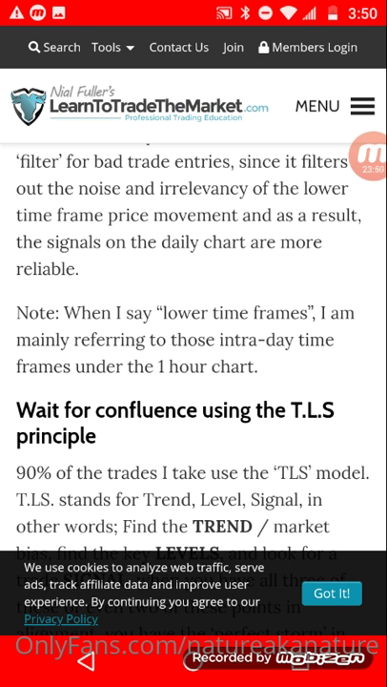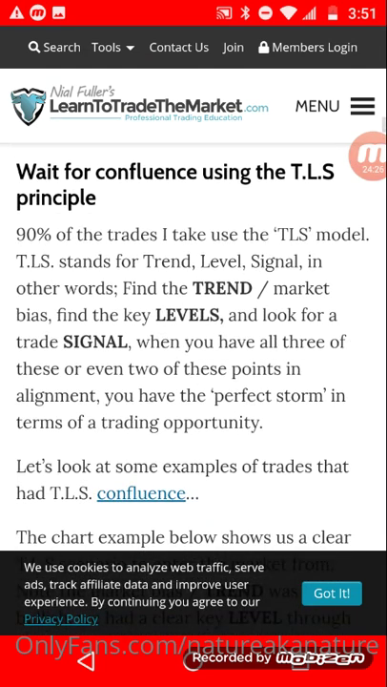So we want to look at signals, we want to look at the daily chart, and to help you, you want to look at everything. So when I say the lower time frame, I'm mainly referring to the intraday time frames under the 1 hour: the 30 minute, the 15, the 5 minute, and the 1 minute. But you always want to go back to the 4 hour, the 1 hour, and the daily to see what price is really doing. Okay, we just use the 15 and the 5 minute to get in on entries.